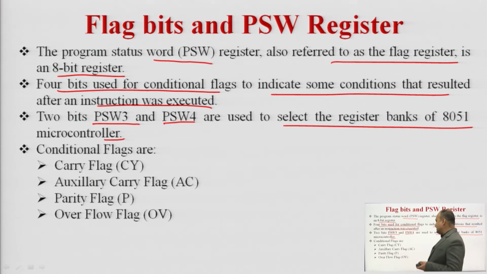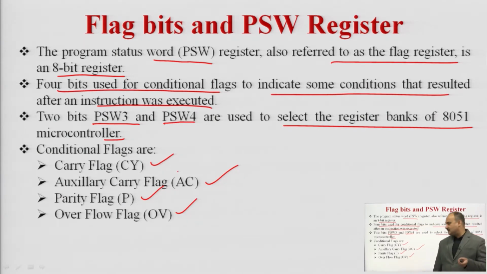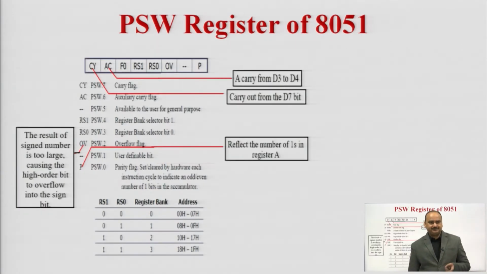The condition flags are, first, the carry flag, second, the auxiliary carry flag, third, the parity flag, and fourth, the overflow flag. So, in the 8051 microcontroller we have 4 conditional flags: carry flag, auxiliary carry flag, parity flag, and overflow flag, and they are part of the PSW register. So, let us see the significance of the carry bit, auxiliary carry bit, overflow flag, and the parity flag.